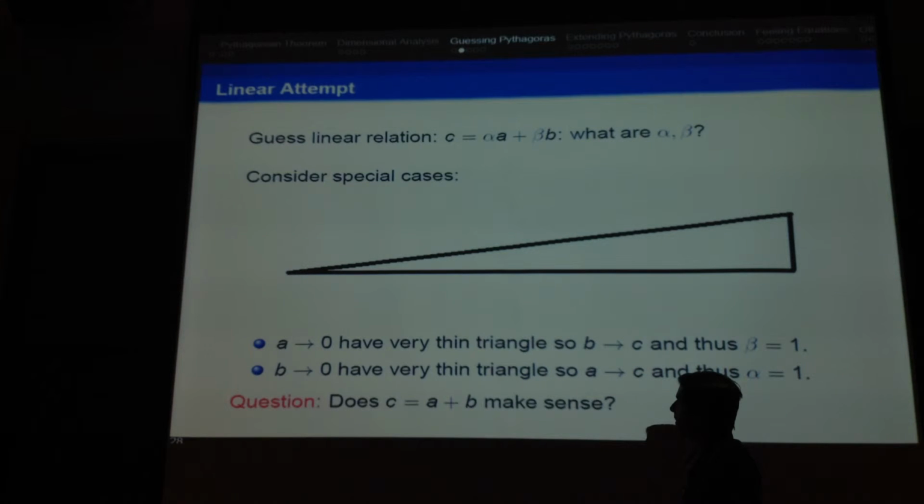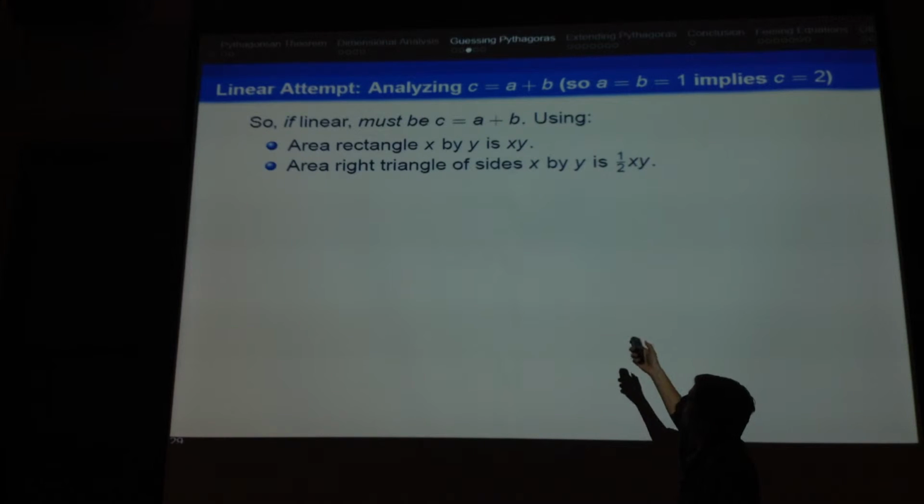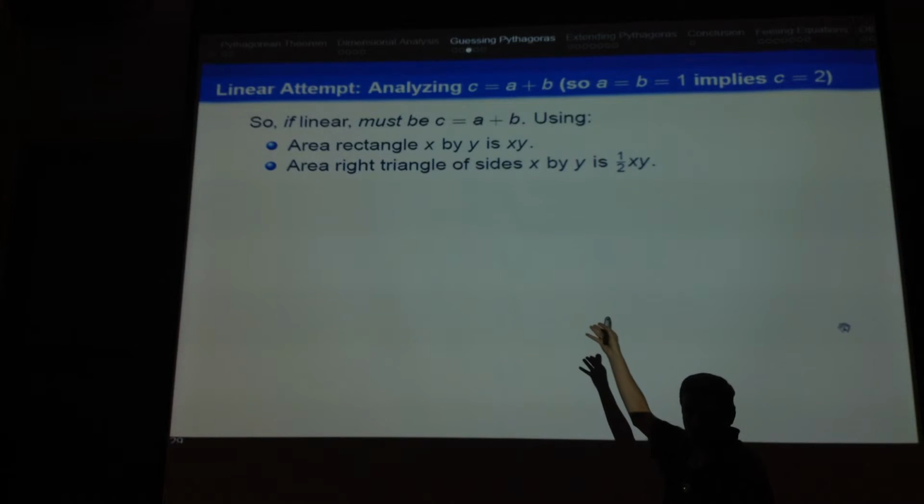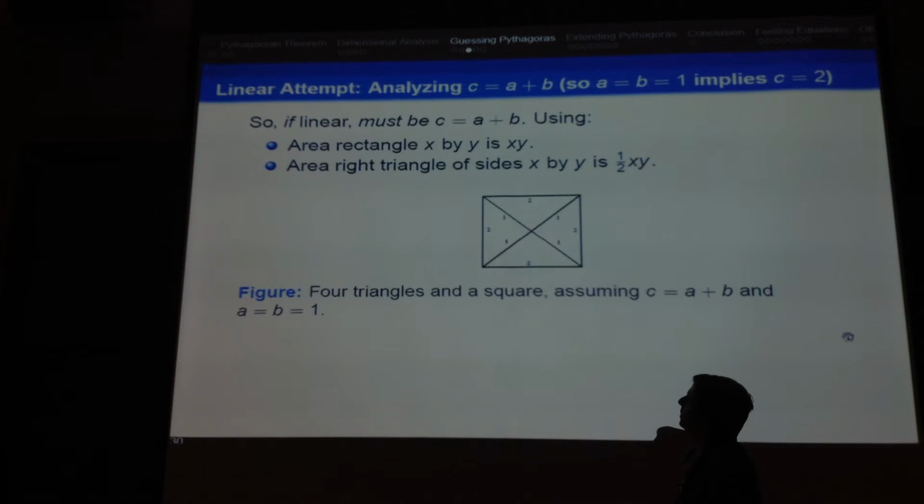B. And so does this make sense? Well, if it's linear, it's got to be A plus B. I've said before, the area of a rectangle that's x by y is xy. If it's a right triangle, it's 1/2 xy. So hopefully this is visible. Is the square visible?